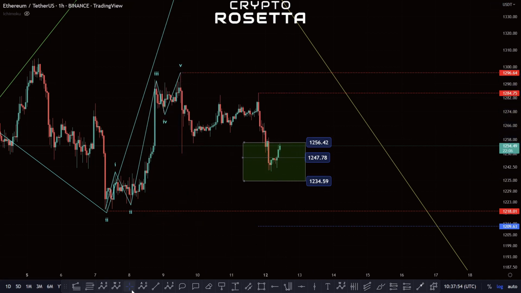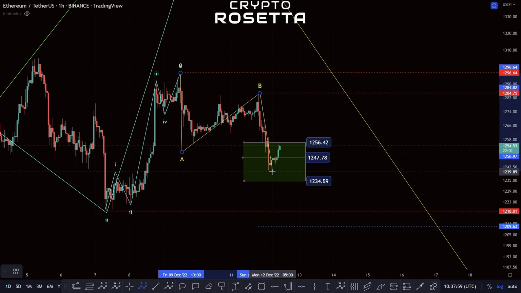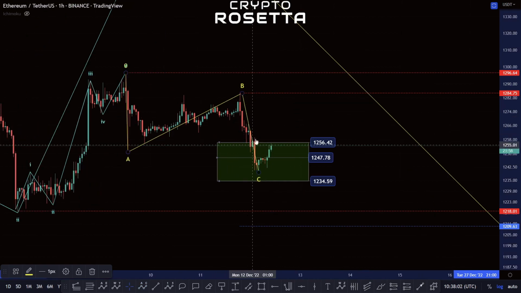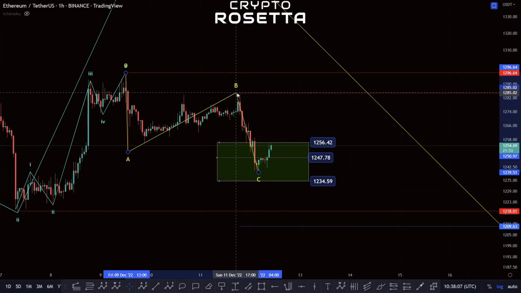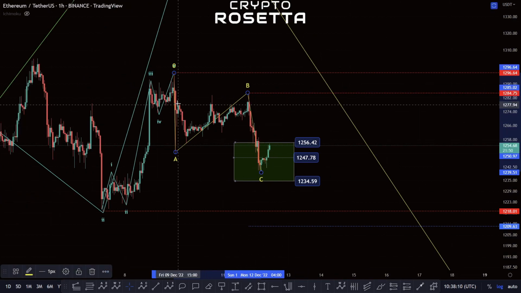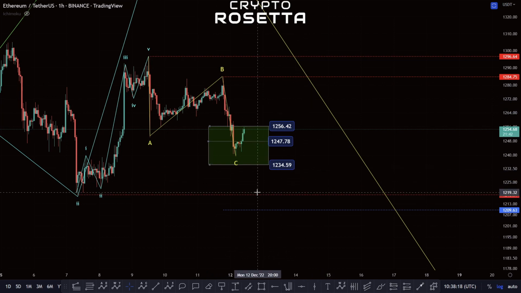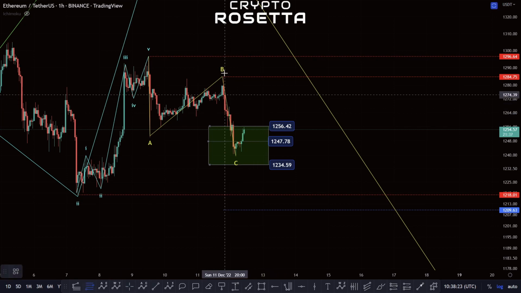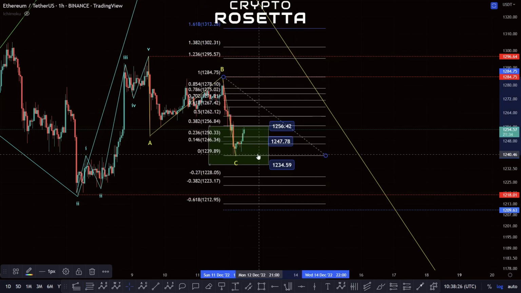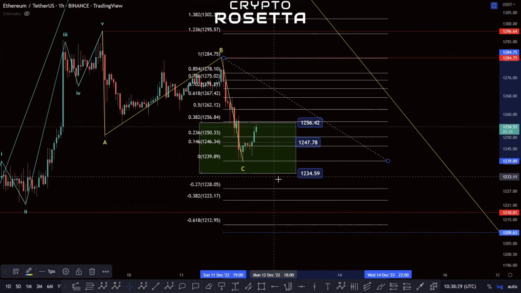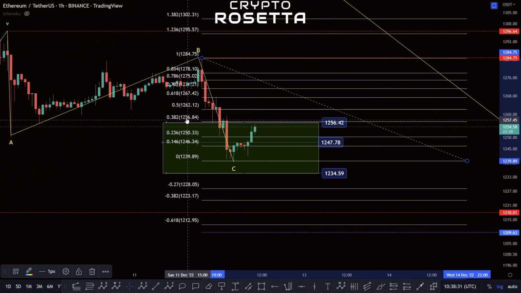So what we'd be looking at here is the potential that this is a completed A, B, and a C down into this point here. There is possibility we could have some extension within this, and until we break back above this 1284 area and this 1296 area, we can't rule out the potential for extension to the downside still. What I mean by that is the first area to watch would be this 382 zone, which is this 1256.